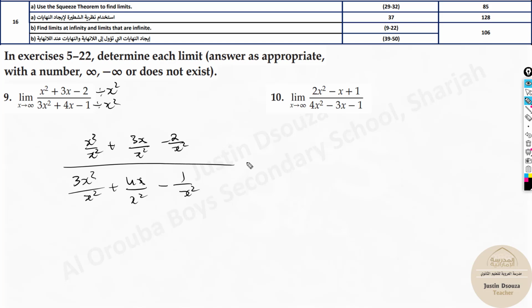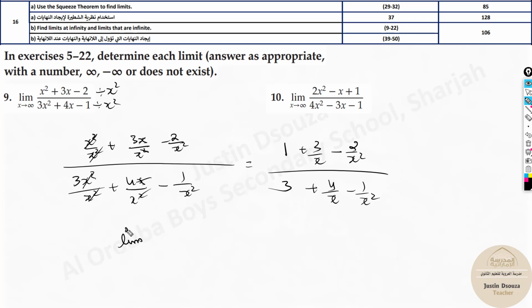Now then, let's simplify. What happens when you simplify? X square cancels. You're remaining with the leading 1 over here, and plus 3 by x minus 2 by x square. Divided by this is 3, here the x square cancels, plus 4 by x minus 1 by x square. Now we apply the rule. Let's apply the limit as x tends to infinity. This was a simplification. You can write the limit, doesn't matter, but you're just simplifying it. Limit as x tends to infinity is equal to, here, even over here, limit as x tends to infinity.